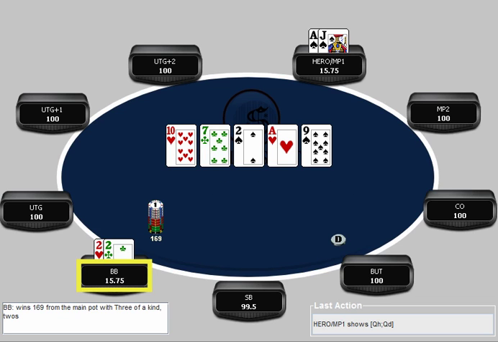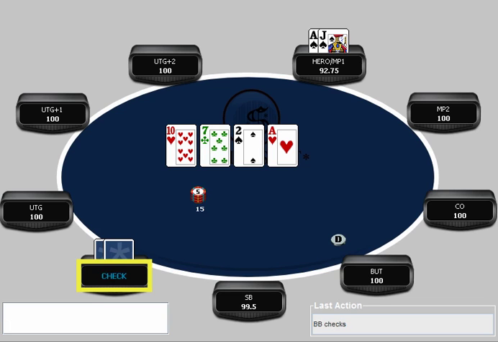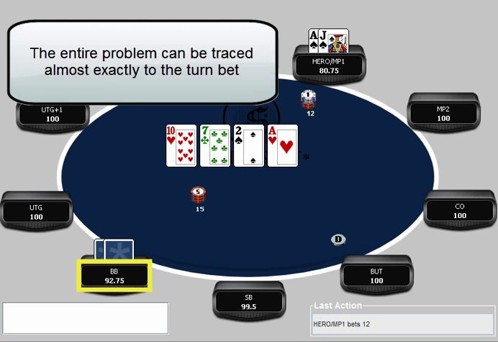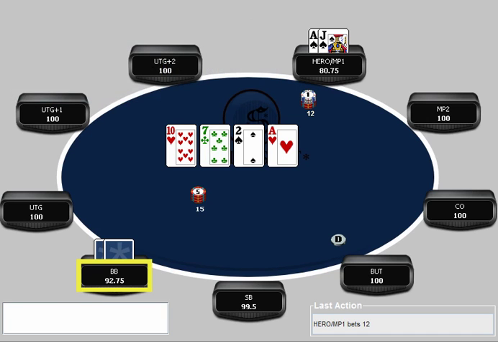But really, a lot of this problem, or a lot of this issue in the hand, can actually be pinpointed down to exactly this situation. This exact spot is why most people tend to get killed. So the leak we were going to talk about here is rationale for making plays.